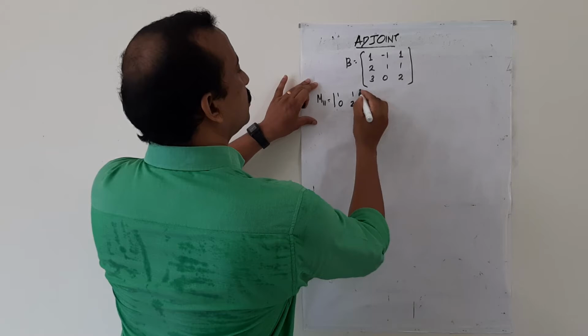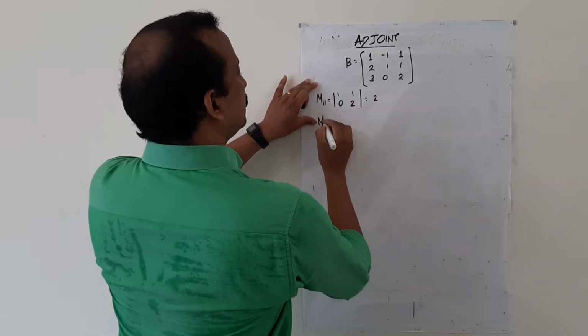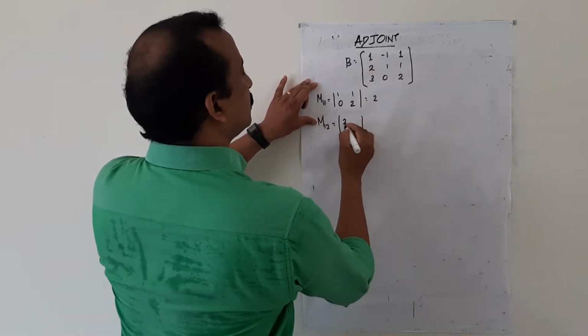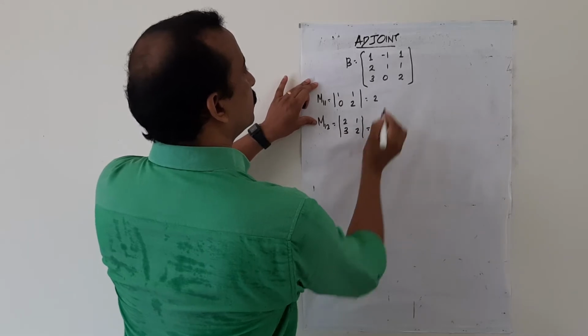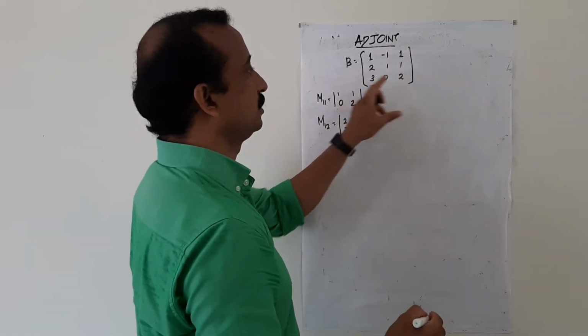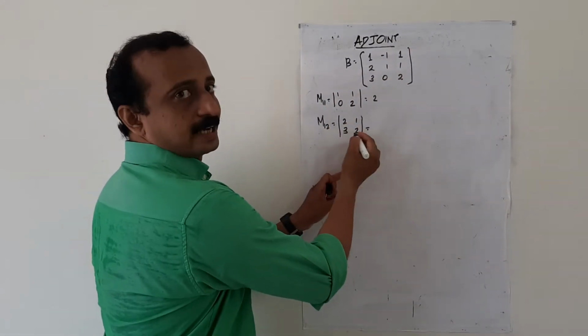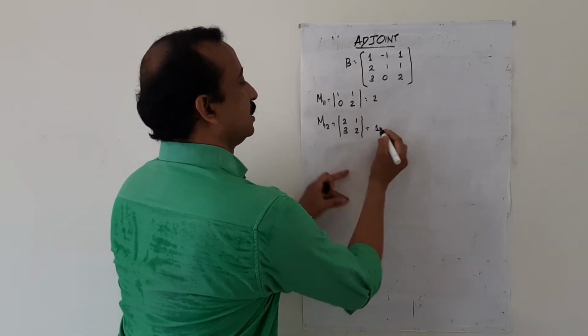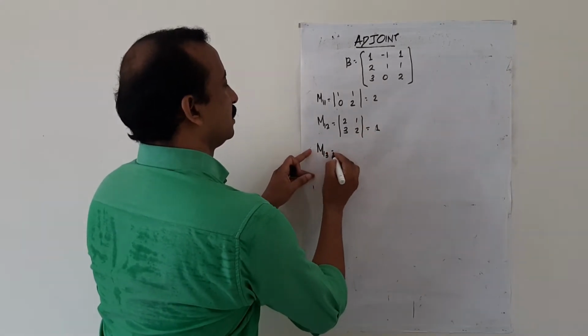1, 1, 0, 2. Answer is 2. Then M12. First row, second column delete. 2, 1, 3, 2. 2 into 2, principal diagonal product minus off diagonal. 2 into 2, 4 minus 3. Answer is 1.